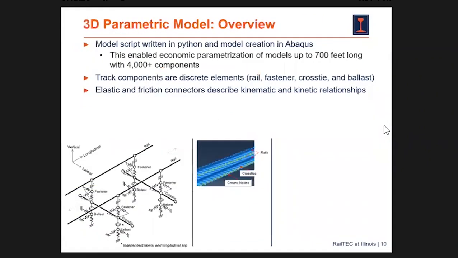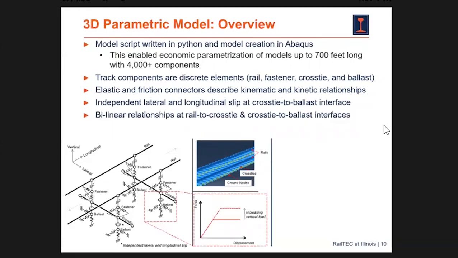And so with that, we have been able to develop a 3D parametric model that has 700 feet long of track. The track components are discretized so that we can see how each component, each rail seat, each tie, and the ballast that's supporting it, are all interacting with one another. And we give independent lateral and longitudinal slip, because slip is really important. We know that rail is moving through fastening systems or tie is moving through ballast. And if we don't account for that slip in the system, then it's an unrealistic case.